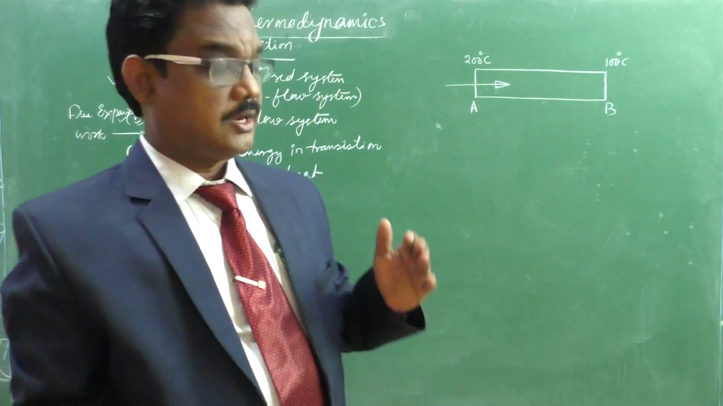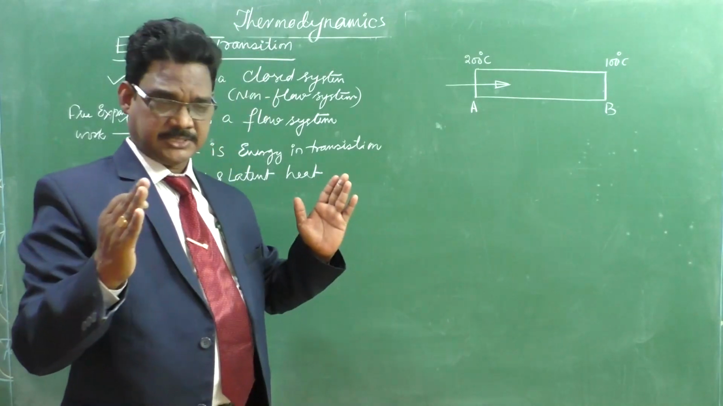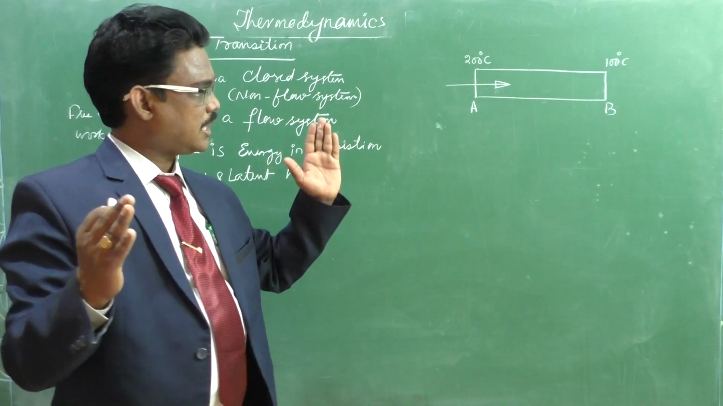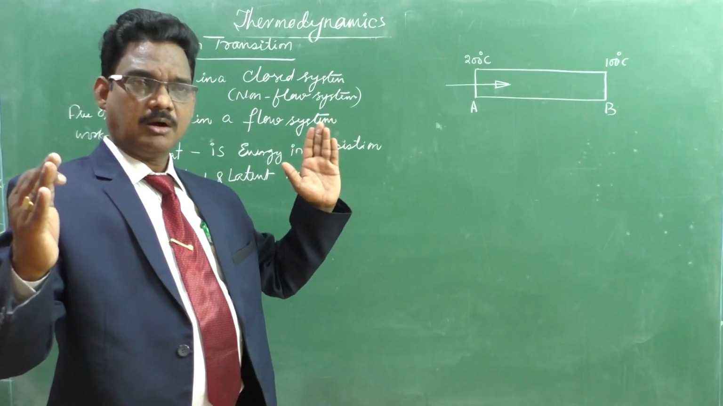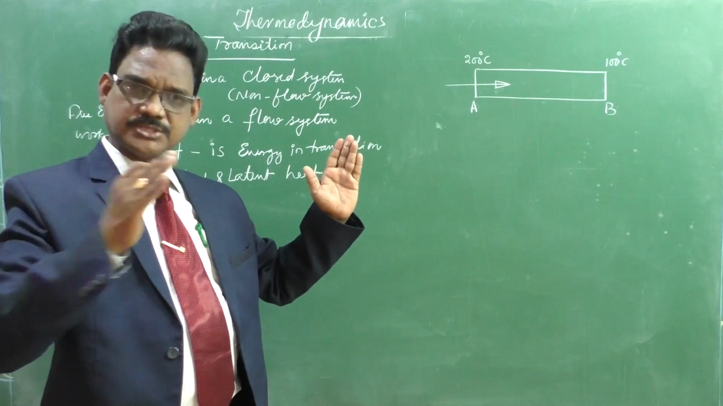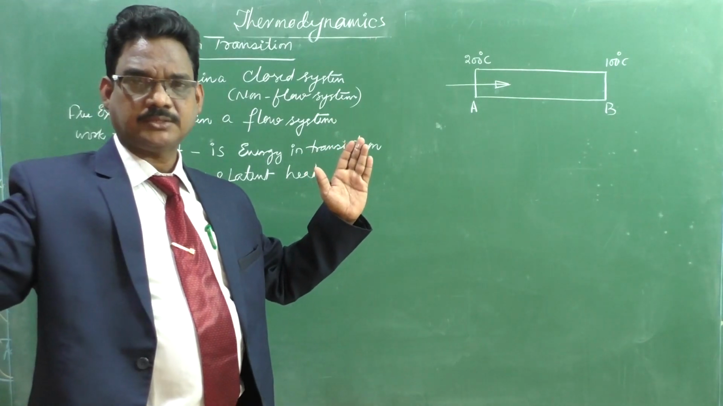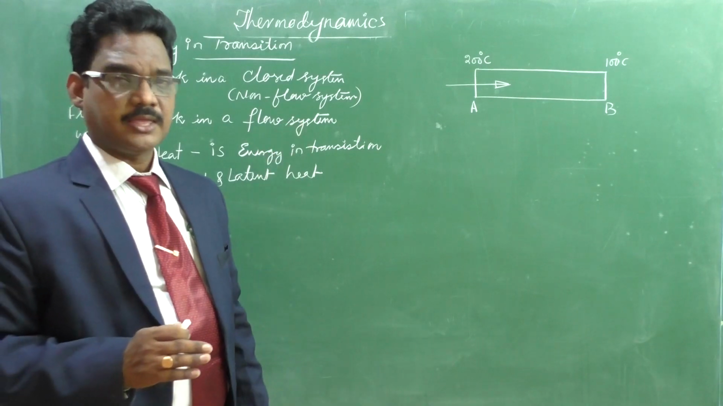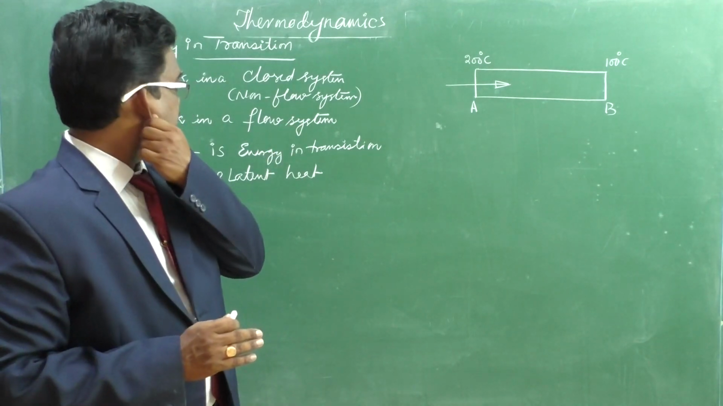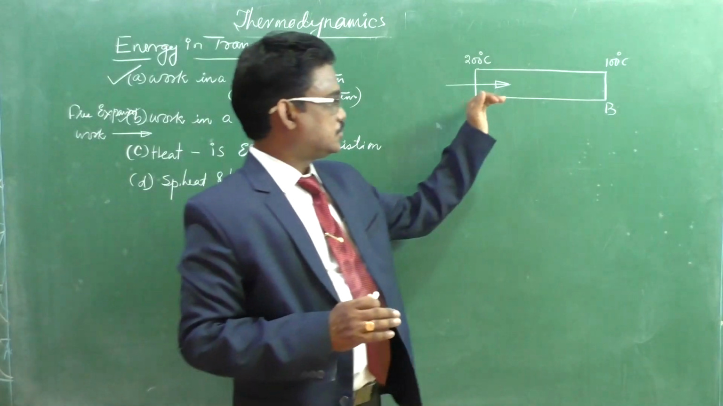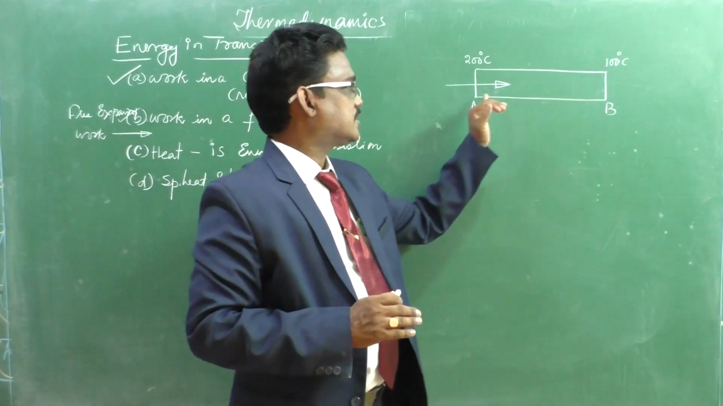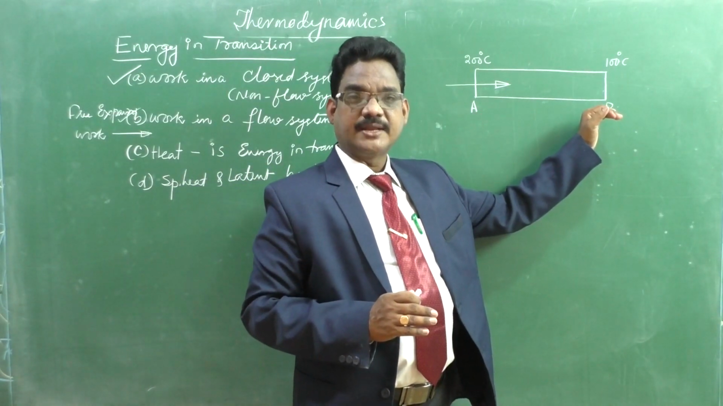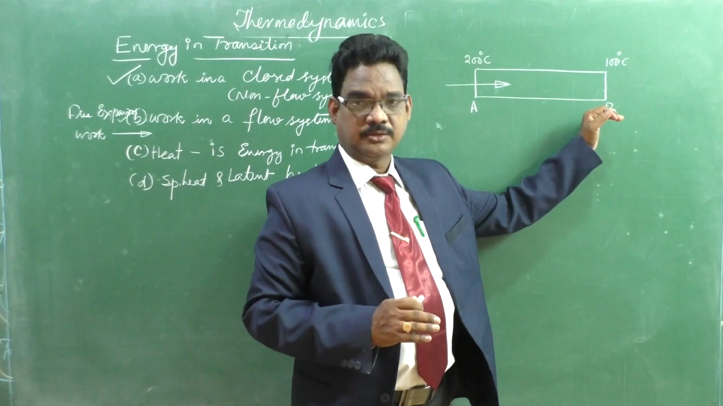That means due to the end conditions, due to the boundary conditions, the boundary at A and the boundary at B are at different temperatures, that is the reason heat is flowing, right? Then this is called a boundary phenomenon, and the heat flows from A to B only during the temperature difference, therefore it is energy in transition.